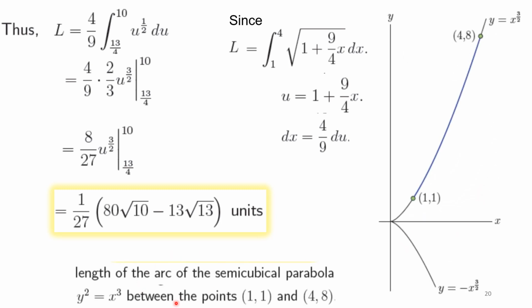That is, the length of the arc of the semi-cubical parabola y squared equal to x cubed between the points (1, 1) and (4, 8) is 1 over 27 times the quantity 80 square root of 10 minus 13 square root of 13 units. You can verify this when you simplify. And how does it look? This is the graph here. This is what you're asked to compute: the length of the arc of this semi-cubical parabola from (1, 1) to (4, 8).